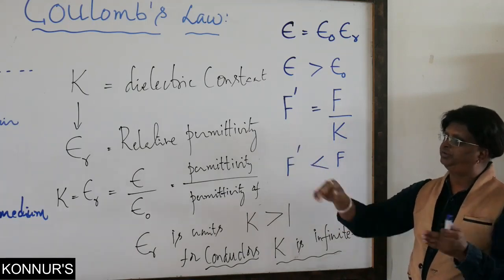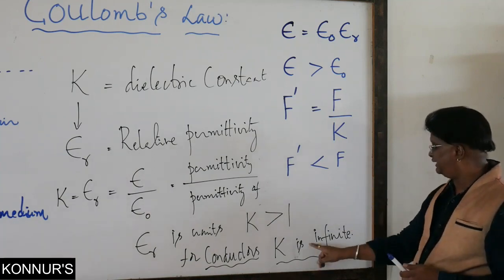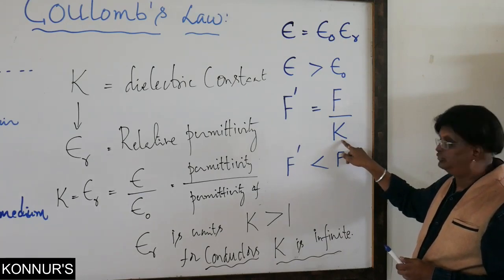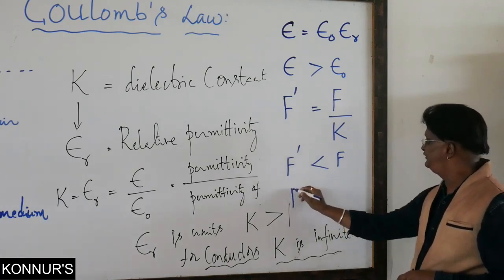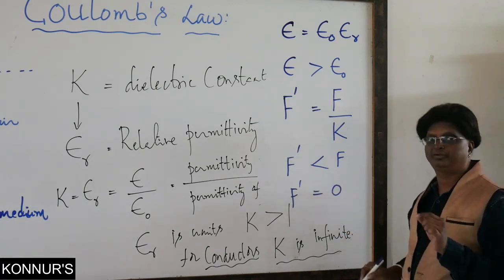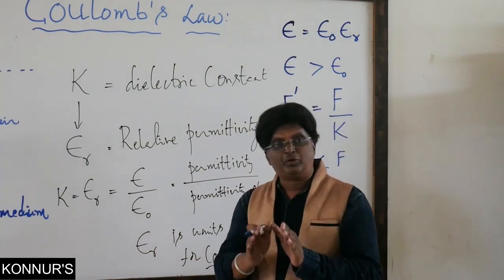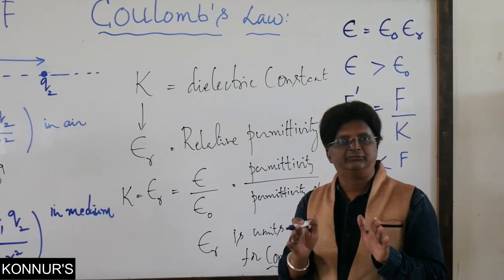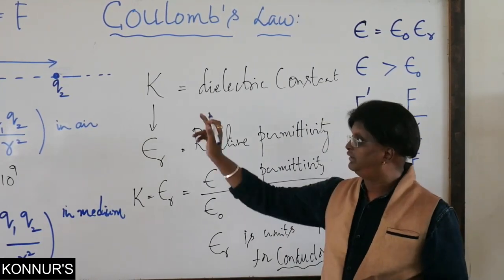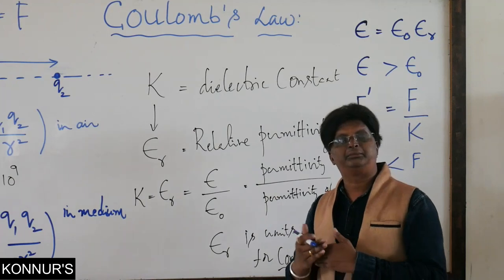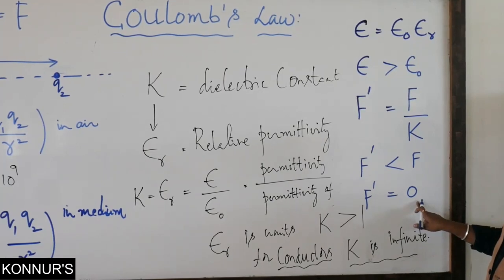Supposing the entire medium between Q1 and Q2 is filled with a metal, a conducting medium, then what happens? We said K is infinity. So put K value infinity, then F dash is equal to 0 you get. Is it not? Therefore now I will write F dash is equal to 0 is also possible. What is meant by F dash is equal to 0? That means that the force between the two charges will cease, will be stopped. There is no interaction between them when the entire space between them is filled with that metal, the conducting medium. F dash is equal to 0 is also a possibility.